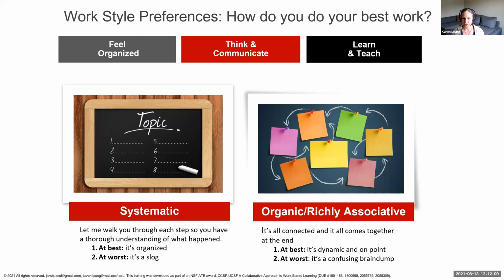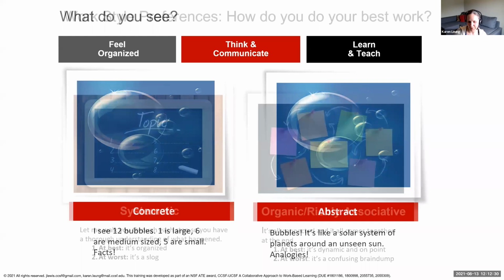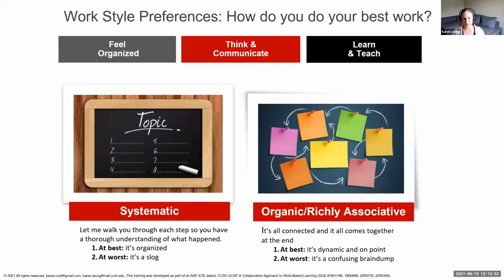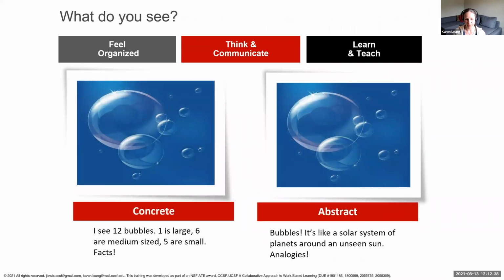Versus organic or richly associative, where it's all connected and it comes together at the end. The way they communicate and think, at best, is really dynamic and on point, and gets to the point of why there's a jam in the photocopier. But at worst, sometimes it can be a confusing brain dump. So you're not exactly sure where they're going with the information. But again, just two different ways of thinking and communicating, which both have positives and potential negatives. Okay, so take a second, think about, are you more systematic or more organic or richly associative? And we'll move on to the last piece of thinking and communicating.